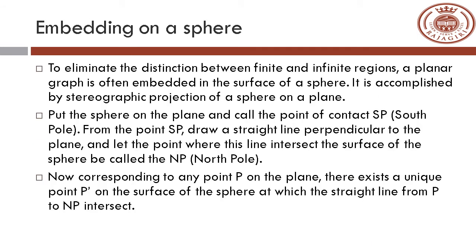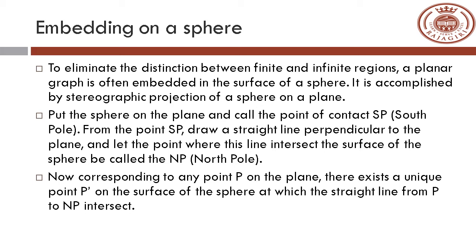Embedding on a sphere. To eliminate the distinction between finite and infinite regions, a planar graph is often embedded in the surface of a sphere. It is accomplished by stereographic projection of a sphere on the plane. Put the sphere on the plane and call the point of contact South Pole. From the point South Pole, draw a straight line perpendicular to the plane, and let the point where this line intersects the surface of the sphere be called North Pole.